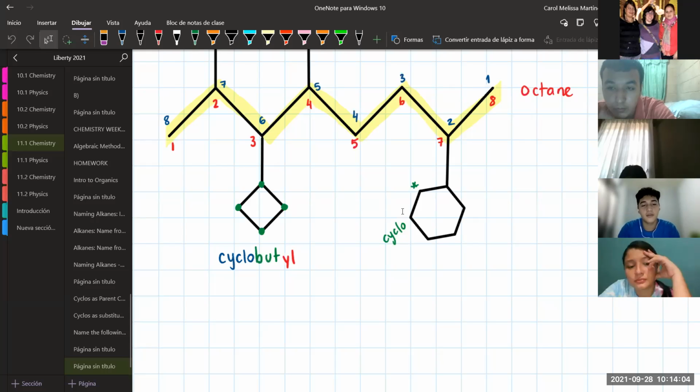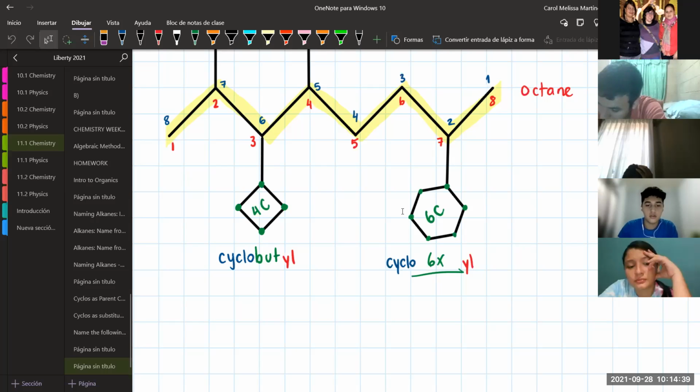Cyclobutyl. And this cyclo right here, what will be the name of this cyclo? I need to start counting the carbons. So I begin 1, 2, 3, 4, 5, 6 carbons. This one we said was 4 carbons. So the name of this substituent is going to be cyclo and then -yl. What is the prefix that I use for 6 carbons? Hex. Okay, cyclohex, so the complete name is going to be cyclohexyl. So these are going to be the names of the cycloalkanes as substituents.